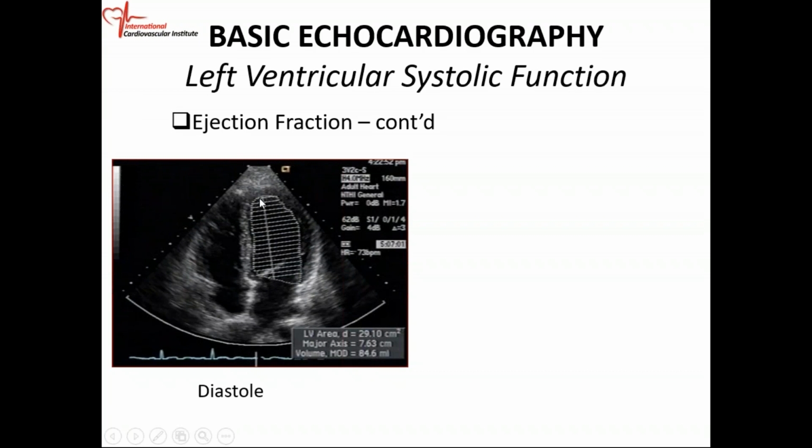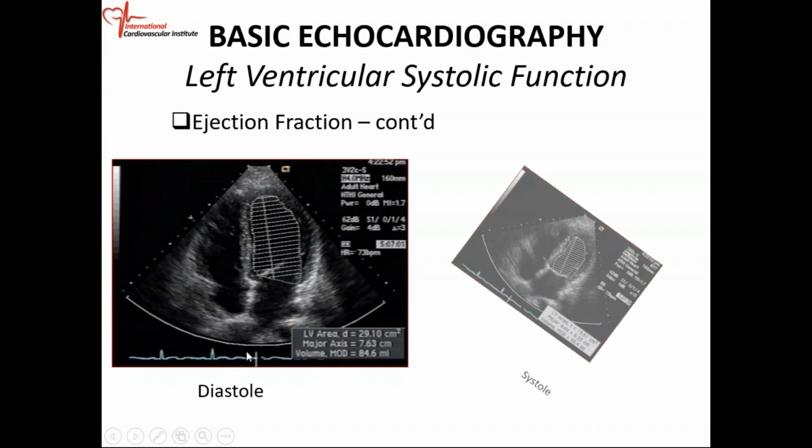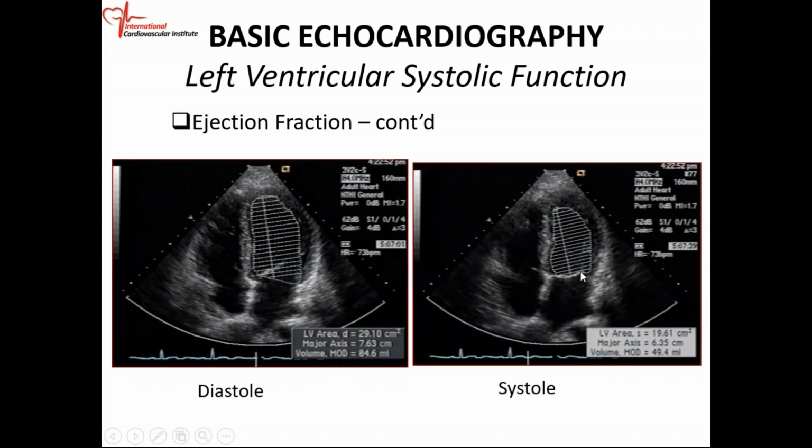Okay, the biplane method of disks, or modified Simpson's rule. Diastole. In systole, it does the same thing. All you have to do as the technician is do planimetry around the endocardial border in systole, end systole that is, and of course you have your ECG at the bottom. Diastole is at the beginning of your QRS. Systole is at the end of the T wave or the peak of the T wave. Okay, and all you do is planimetry around the endocardial border, and the computer will calculate the end systolic volume.